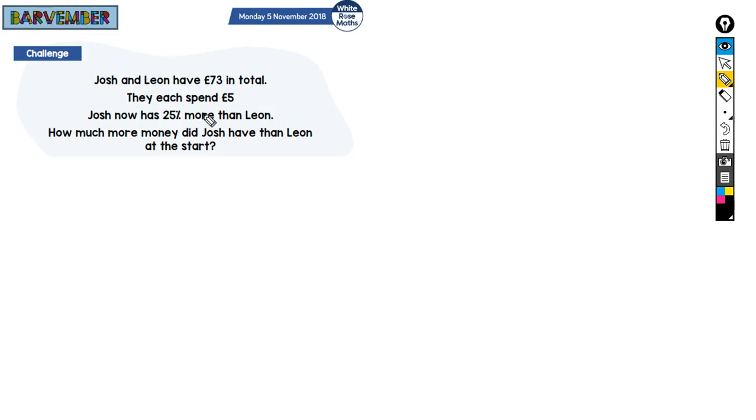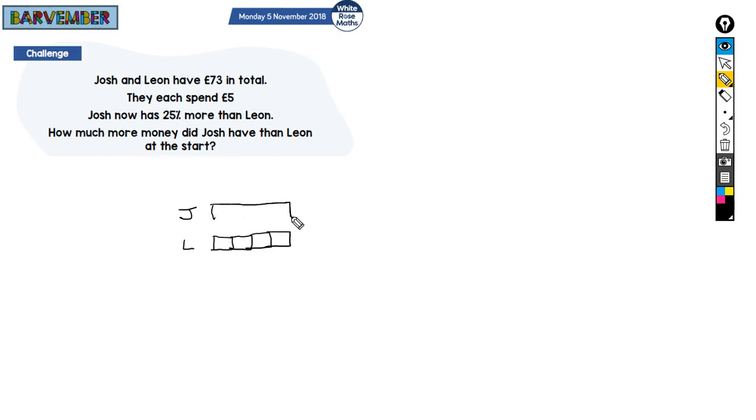They each spend £5. Now, this is where I get something that's easier to draw. So I've got Josh and I've got Leon, and it tells me that Josh has 25% more than Leon. So I'm going to start drawing Leon's blocks first. This is one, two, three, four. This represents all of the money at the end that Leon has, and I've done it in four equal size blocks because I'm told that Josh had 25% more than Leon. So 25% is a quarter, so that's why I've done that.